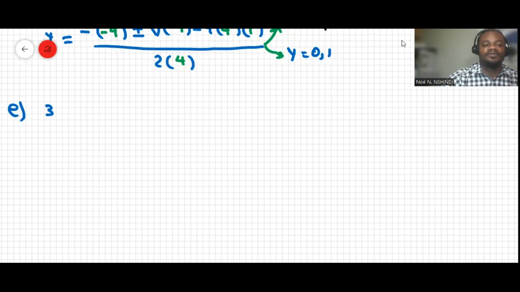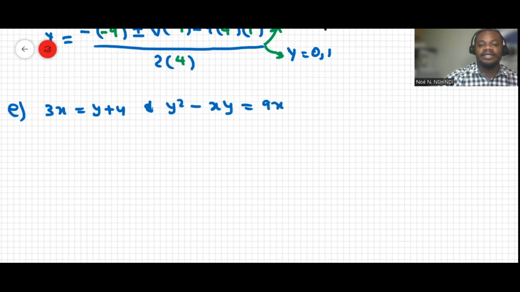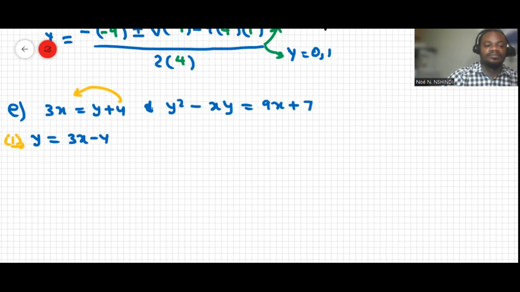Question E says that 3x equal to y plus 4 and y squared minus xy equal to 9x plus 7. So it's going to be easier for me to work this out. I can just move the 4 over, and then we'll have y equal to 3x minus 4. So this is equation 1, and that one is equation 2. I label them like that. Now that I have y, I can substitute. I can do sub 1 in 2.